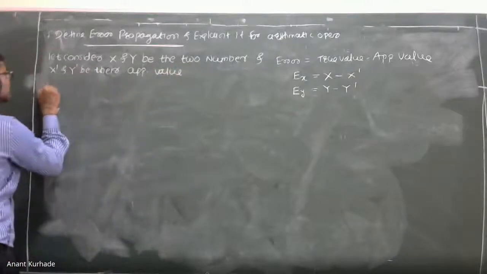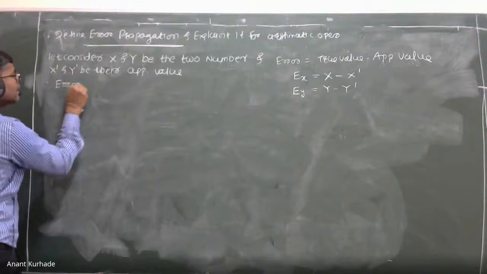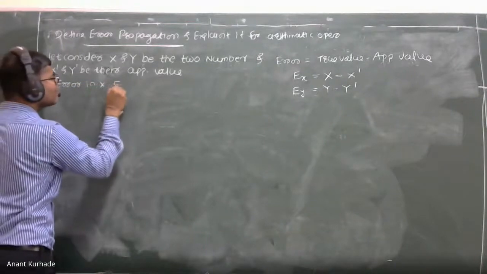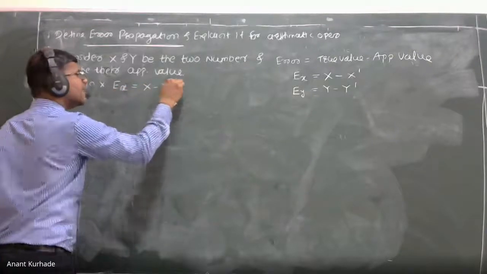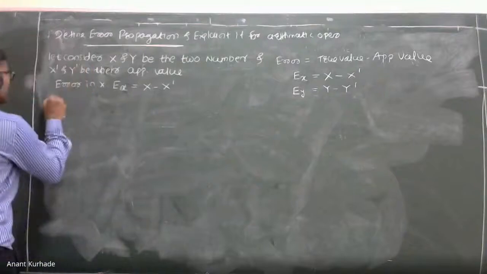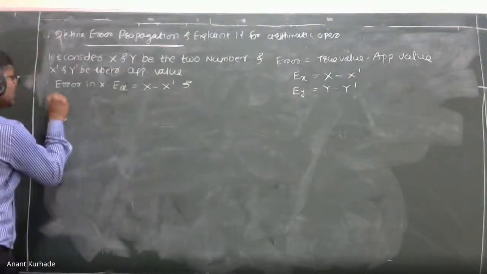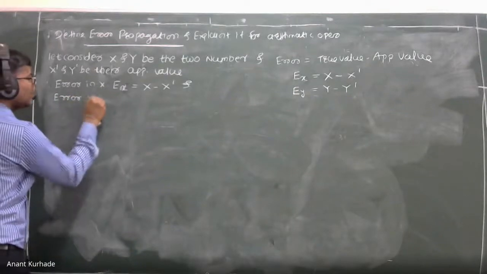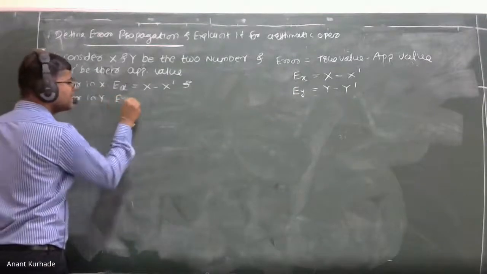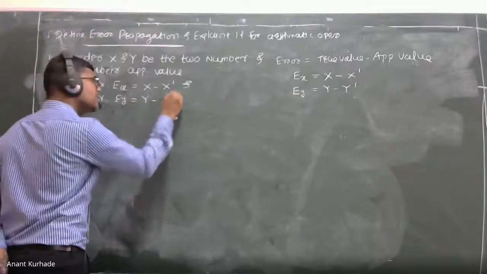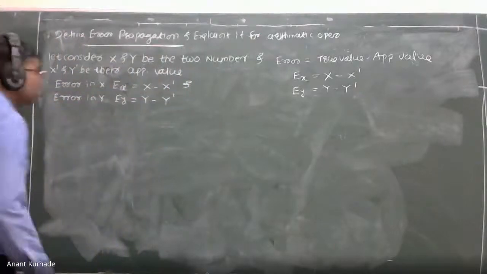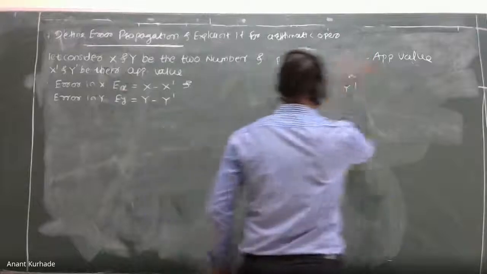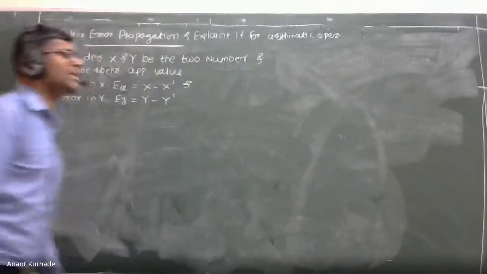Then you can write everything else: EX is equal to x minus x dash, and error in y, EY is equal to y minus y dash. Up to this, any doubt? Reply fast, we are the last 10. No doubt, sir. Okay, it is simple.